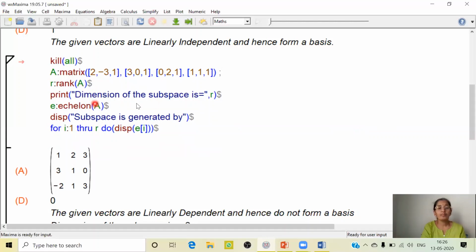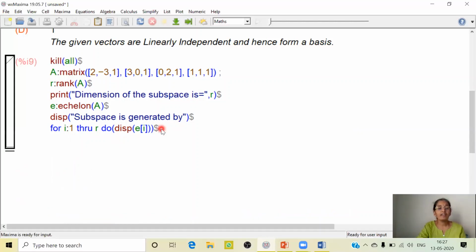Let us give the print command, that is, the dimension of the subspace is R. Echelon, we need to find the non-zero rows here. So let us give the print command for the subspace generated by the vectors. And here we are using the loop for extracting the non-zero rows from the echelon form. So now let us execute using the Shift Enter key.